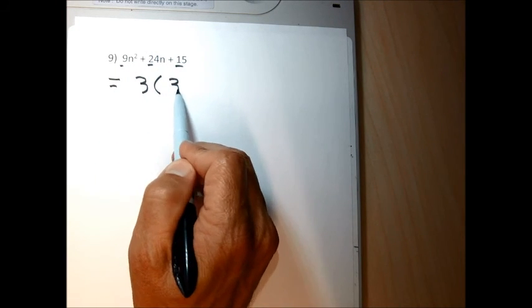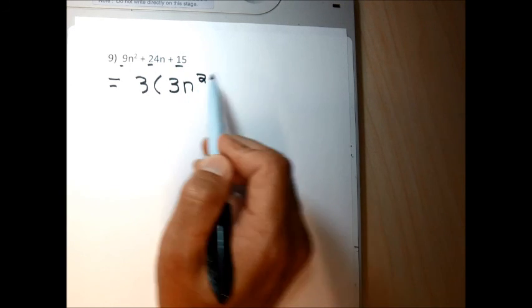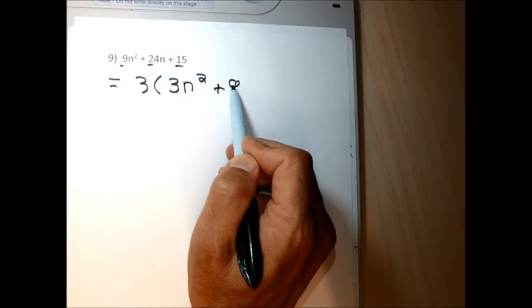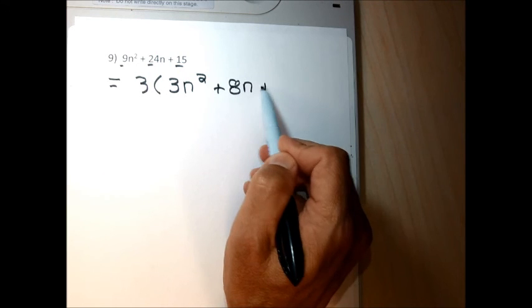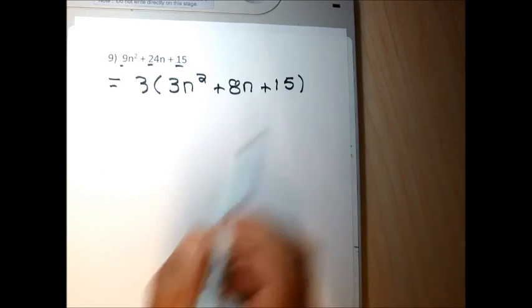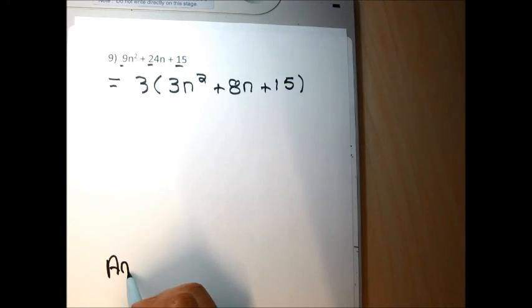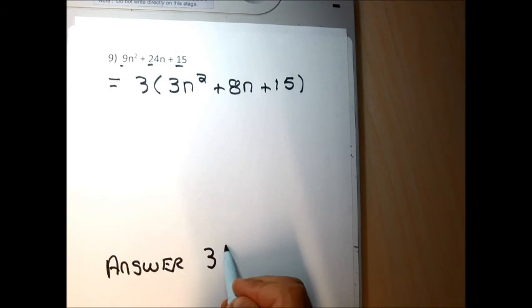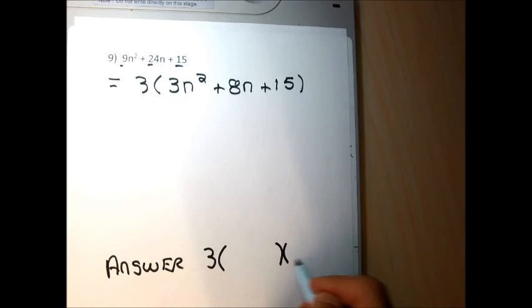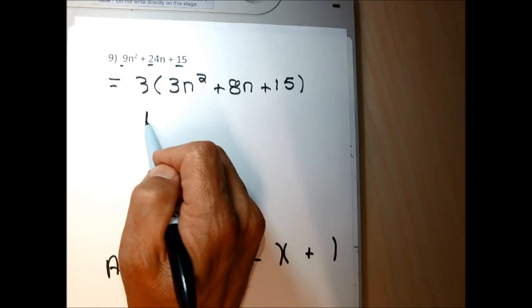I'm going to divide those by 3, and I'm going to be left with a 3n squared plus an 8n plus a 15. So when I finally go to write my answer, that common factor of 3 is going to remain in my answer, and then I'm going to get 2 parentheses. And the signs are going to be plus and plus, and I'm going to have to figure out what goes in those parentheses by using bottoms up.